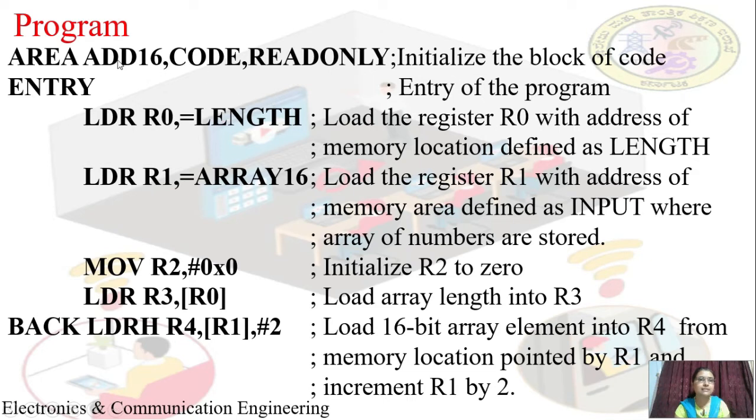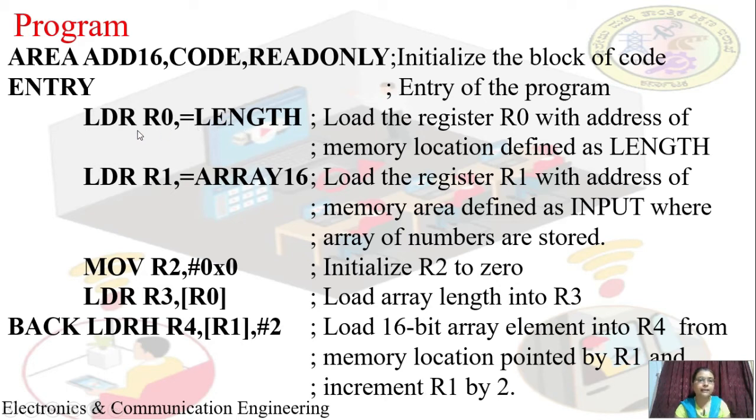So this ADD16 is the name of this block of memory location, right? This instruction initializes the block of code because it is declared with CODE. Then ENTRY is a directive which can be used to indicate the entry of the program. Next, LDR R0, =length.